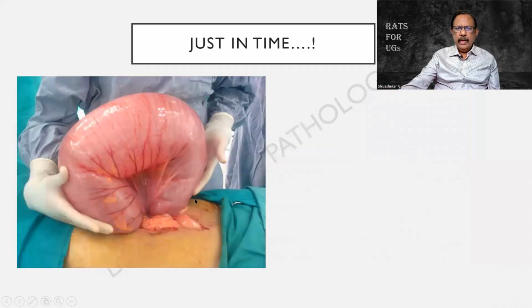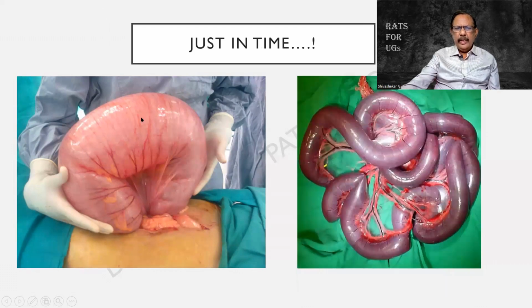Look at this one, a ballooned out loop of the intestine, which the surgeon is hastily removing from the abdomen. He is quite careful, it should not burst. This is the mesentery that we are talking about. Had he not done this, it would have been somewhat similar to this.